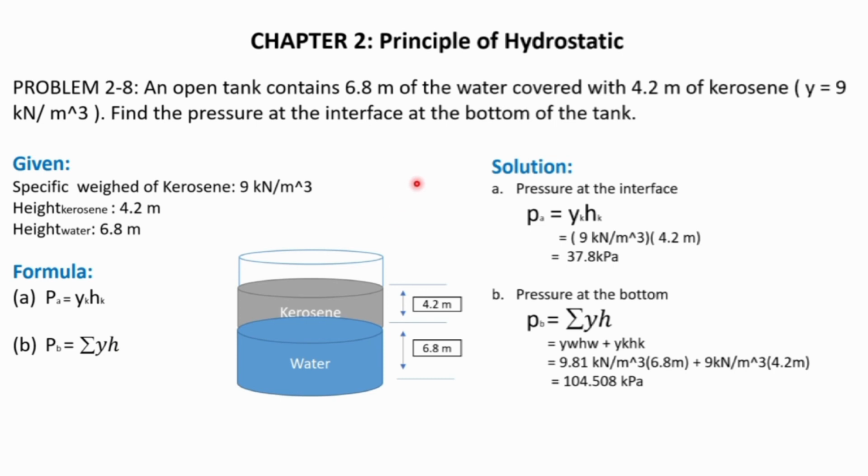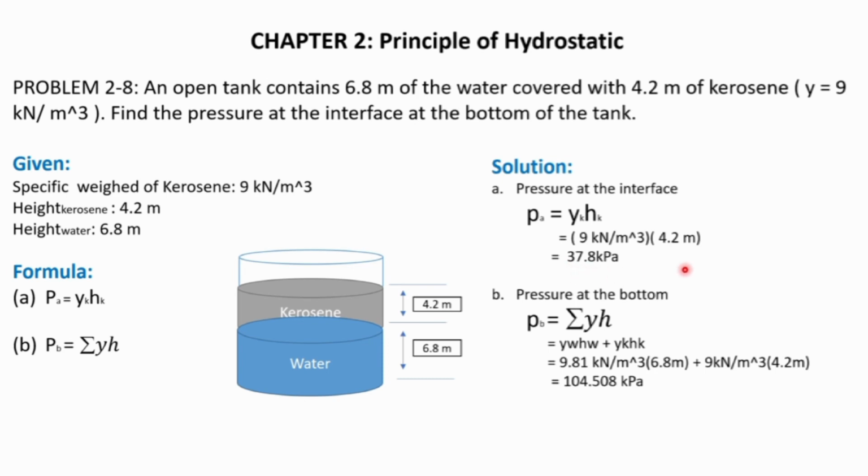So we're going to try to solve this problem. For the pressure at the interface, we're going to use the pressure A formula: the specific weight of kerosene times the height of kerosene, which equals 9 kilonewtons per cubic meter times 4.2 meters, which is equal to 37.8 kilopascals.